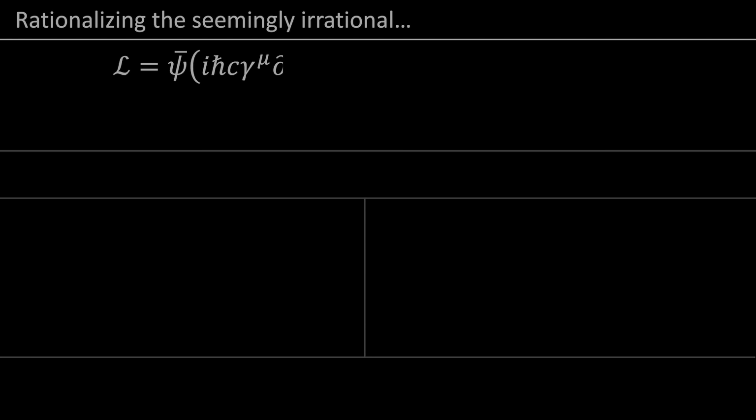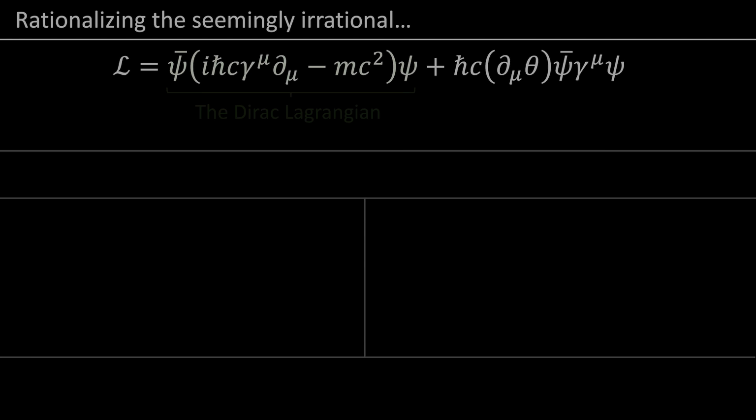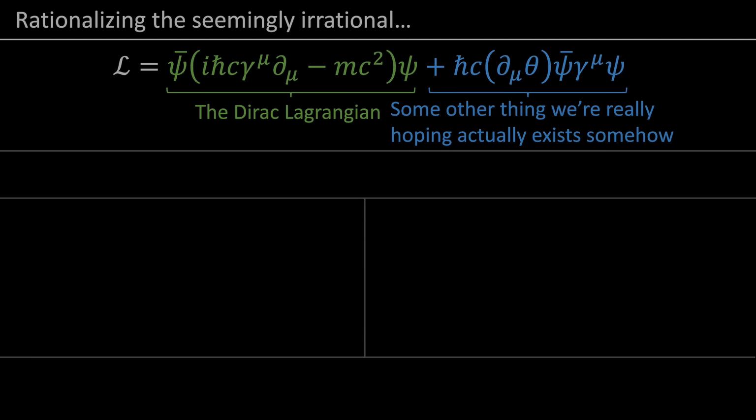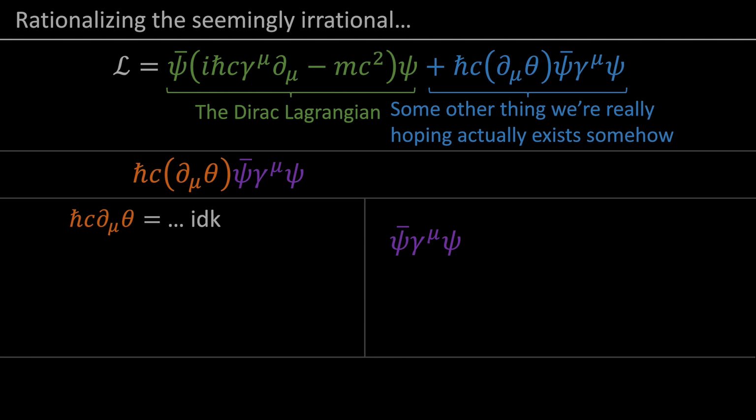So, okay, we have our Lagrangian, and this is the Dirac Lagrangian plus this other thing that we're adding on there, and hopefully it's actually real so that we're not just talking crazy talk right now. So, what is that thing? Well, let's break it up into two parts. First, there's the orange part, which is h bar c partial mu theta. Set that aside for the moment. And we also have the purple part, which is psi bar gamma mu psi.